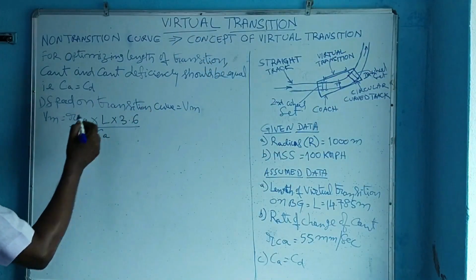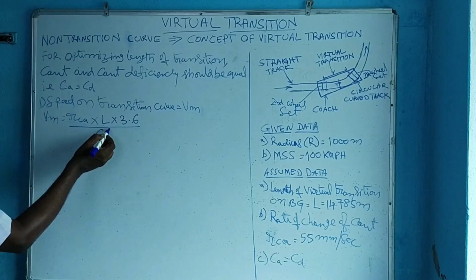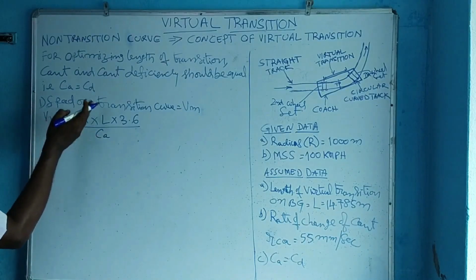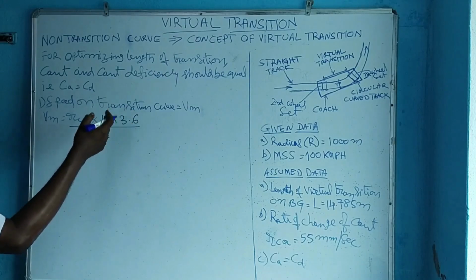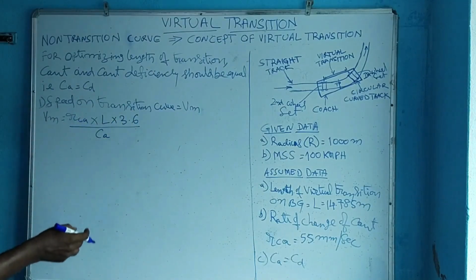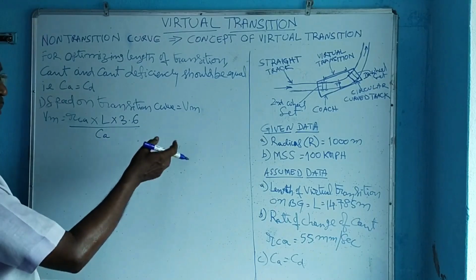Speed on transition curve is equal to RCA into length of transition, rate of change of cant into length of transition into 3.6. 3.6 is a factor, that is meter per second. We will change it into kilometer per hour.